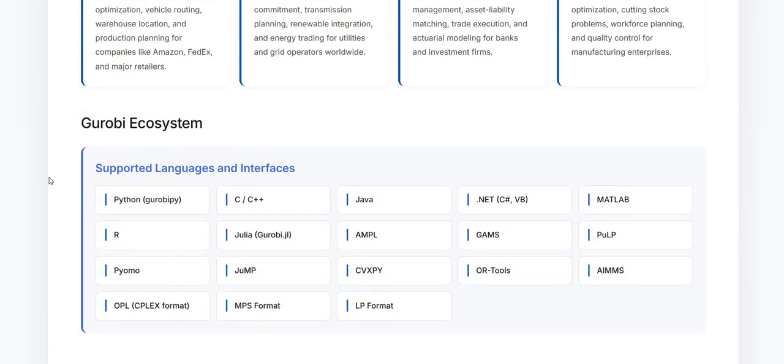So look at that ecosystem. The solver, Gurobi, fits into a broad ecosystem. It integrates with Python, C, C++, Java, .NET, MATLAB, R, and Julia. It also connects to modeling tools such as AMPL, GAMS, Pyomo, JuMP, CVXPY, or OR-Tools, and it reads standard formats like MPS and LP. That flexibility matters because it allows teams to keep their preferred modeling environment while relying on the same underlying solver.